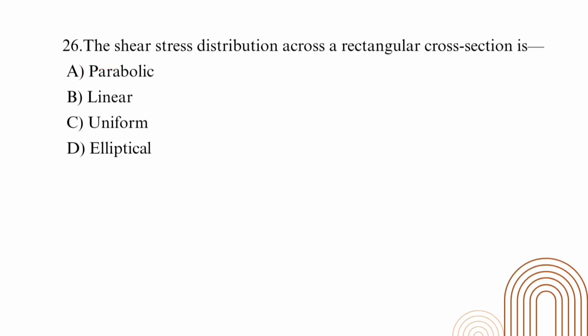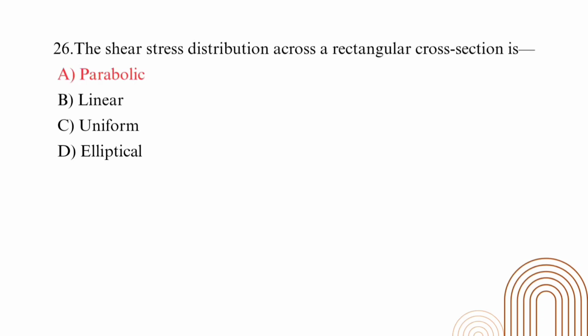Now the next, question number 26: the shear stress distribution across a rectangular cross section is, and options are A, parabolic, option B, linear, option C, uniform, and option D, elliptical. And the correct answer is parabolic. The shear stress distribution across a rectangular cross section is parabolic.